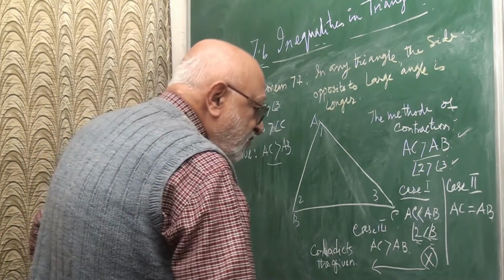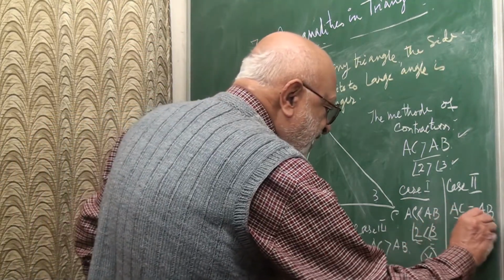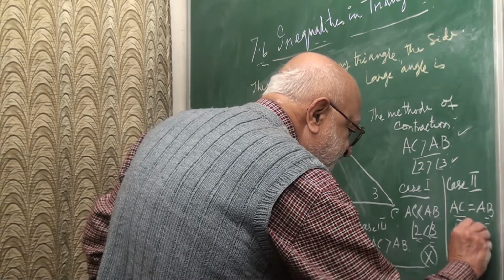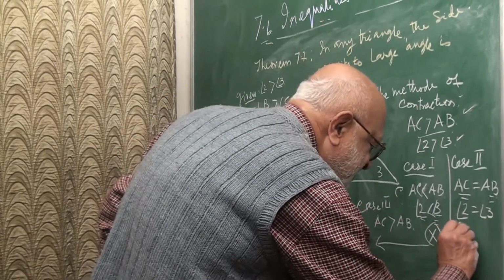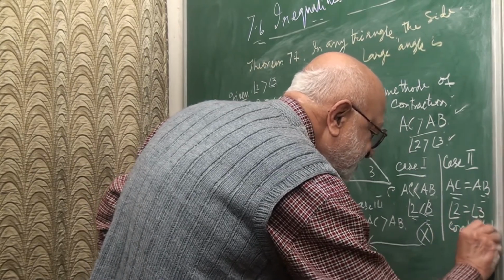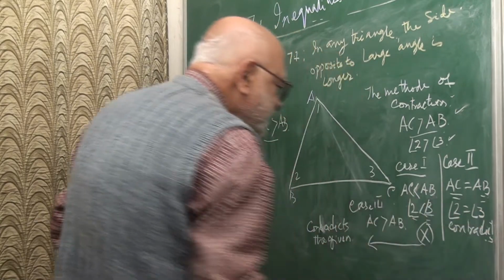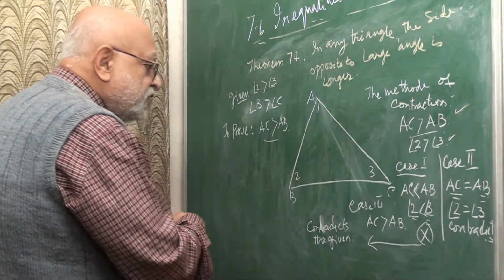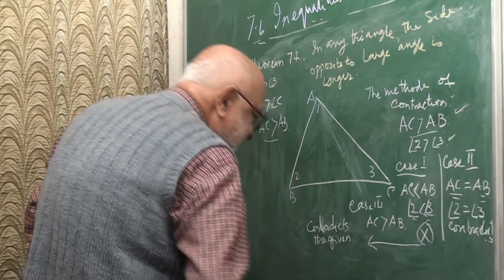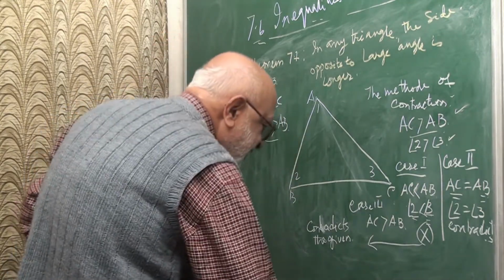Now, what if AC is equal to AB? Then angle 2 is equal to angle 3. This also contradicts. So this is also not possible. So case 1 is not possible, case 2 is not possible. Let us come to case 3. So what is case 3?